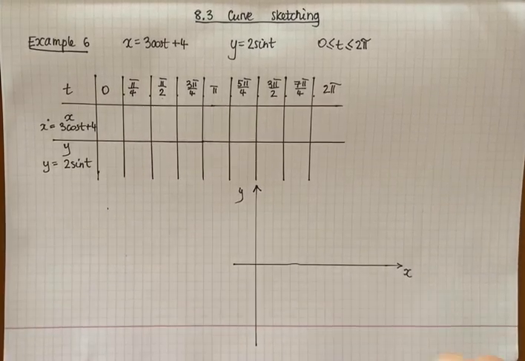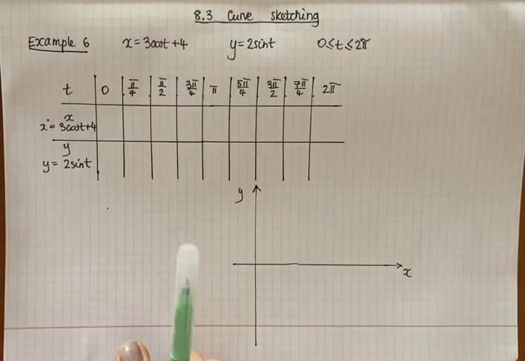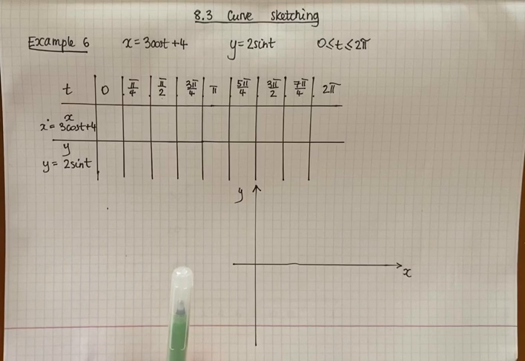Example 6, we are moving on to section 8.3, curve sketching. Sometimes when you try to find Cartesian equations from the parametric equations, you might not be successful. It might not be easy, or you get something that is not easily recognizable. So you simply need to sketch your curve by plotting the points, okay?